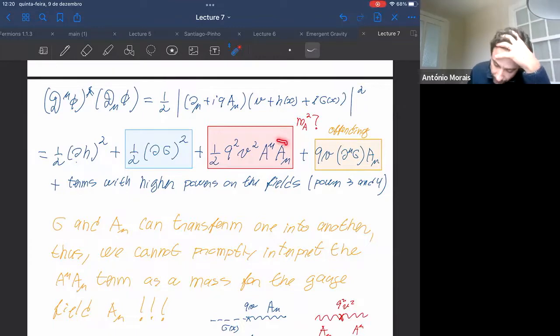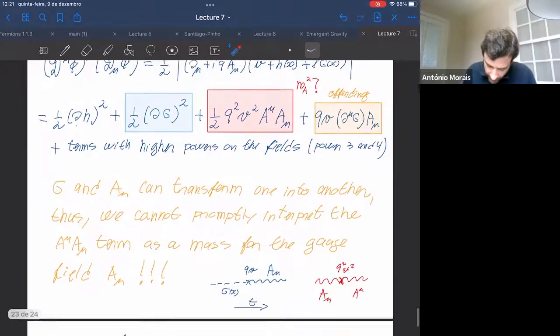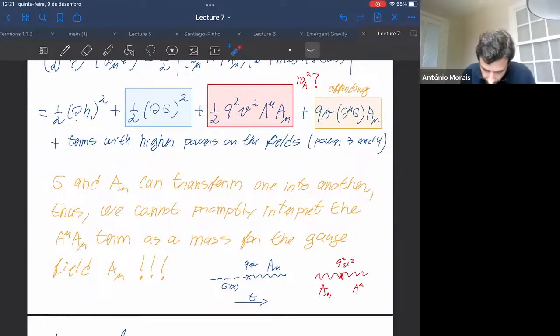We have something that resembles a mass term for gauge bosons. Here, it's a quadratic term in A mu, and the mass would be this, q squared v squared. But I'm putting here a question mark. Is it really a mass? We need to understand if it is really a mass or not, because we have here an offending term where we have a g and an A mu, which means that g can be transformed into A mu and A mu into g via this bilinear interaction with this insertion here.